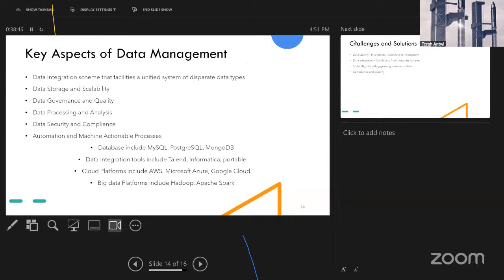Then one of the key aspects is also automation. Like we mentioned, if you have sophisticated infrastructure, then you also have sophisticated monitoring. And so what happens is you get big data, and this big data can be tens of thousands of entries to hundreds of thousands of entries to 1 million. And you do not want to be assigned such a task. So this is when you bring in automation and machine actionable processes.